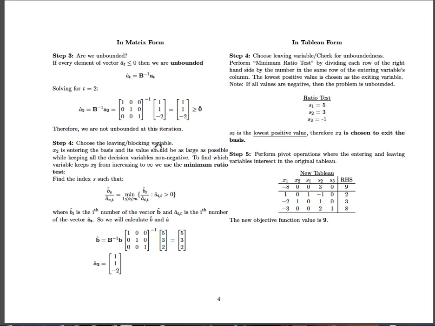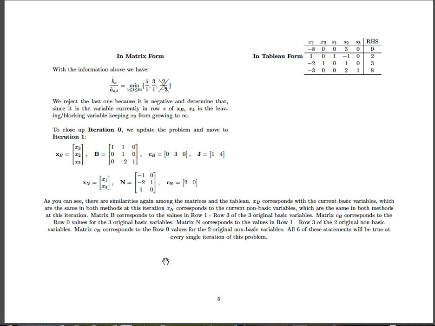Next, we need to choose the leaving or blocking variable. In order to do this, we need to multiply B inverse by little b, and we get this vector, and we need to divide each number in the vector by its associated value in the A of the entering variable, which is A2. So once we do this, we get 5 over 1, 3 over 1, and 2 over -2. We select the lowest value that is non-negative. Doing that, we get 3, which is associated with the second slack variable, and that's the leaving variable.